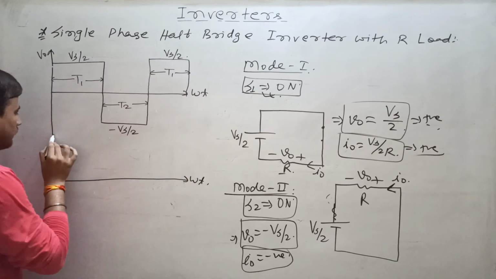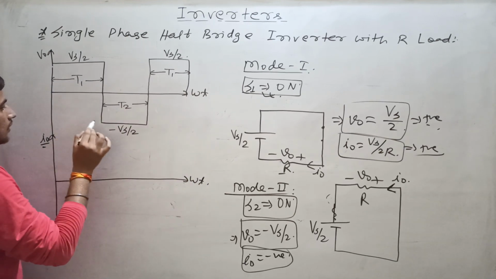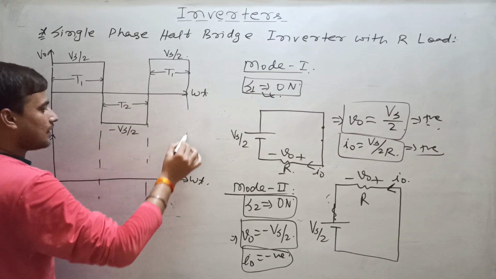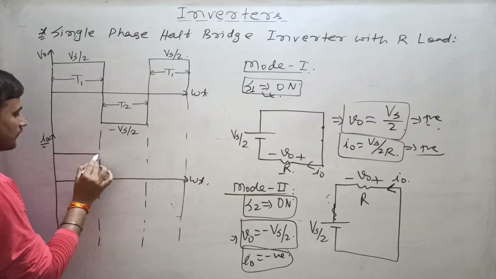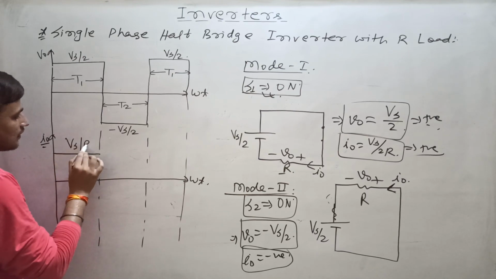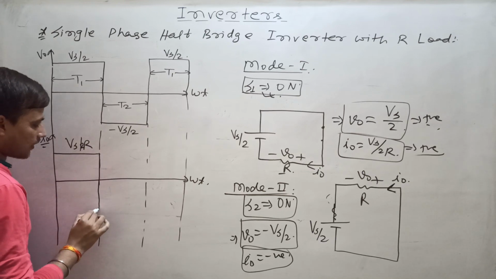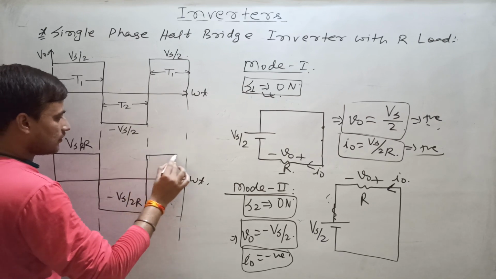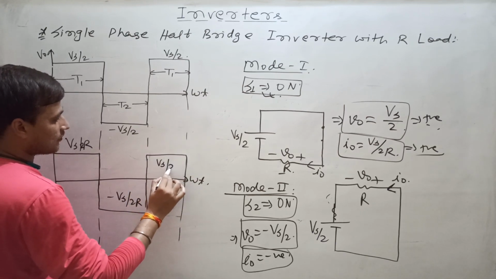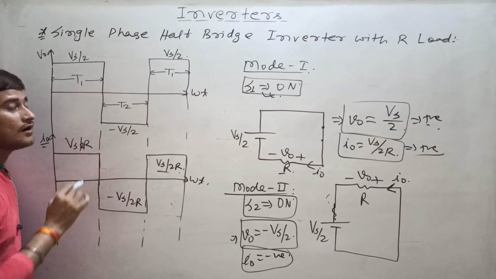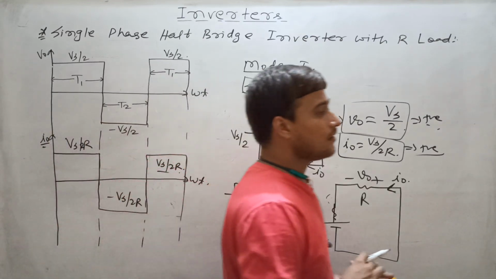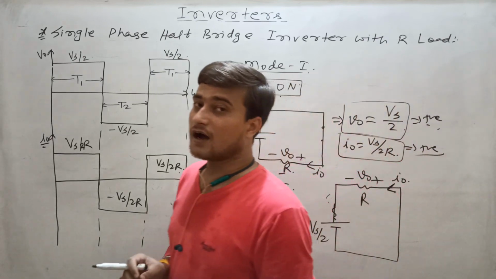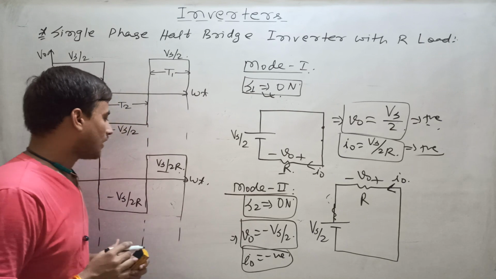Next, current I naught. If you are drawing the graph of current I naught, you will simply divide the voltage by R. So here you will get the current as Vs by 2R, now you will get the current minus Vs by 2R, again you are getting the current Vs by 2R. So what do you get? You are getting alternating voltage and alternating current across the load terminal.